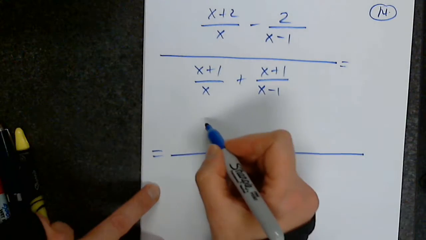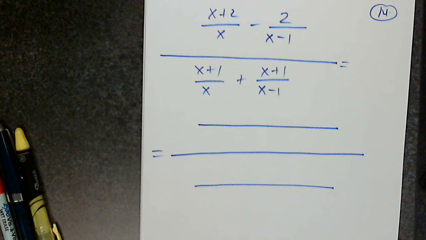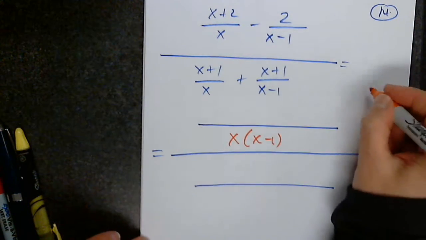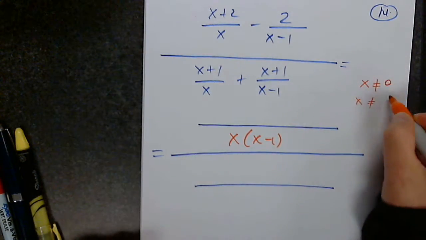Okay, so the numerator has to have an LCD. The denominator has to have an LCD. So what is the LCD of the top? X times x minus 1. And you will state 2 restrictions, obviously: x cannot be 0 and x cannot be 1. Very good.